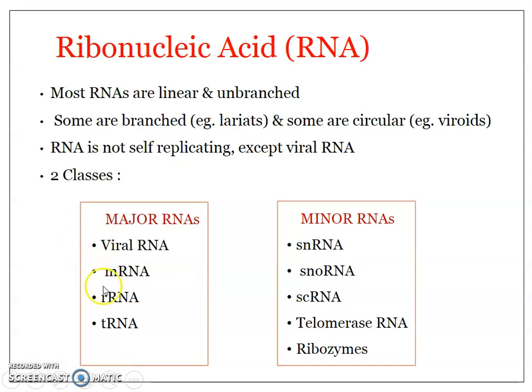Now, coming to these, you can see that all these RNAs, except for the viral RNA, are synthesized from a DNA template. The double-stranded DNA usually gets separated, and one of the strands forms the template strand, and based upon the base sequence on the template strand, RNA is produced. All the non-genomic RNAs are synthesized by the process of transcription from a DNA template.